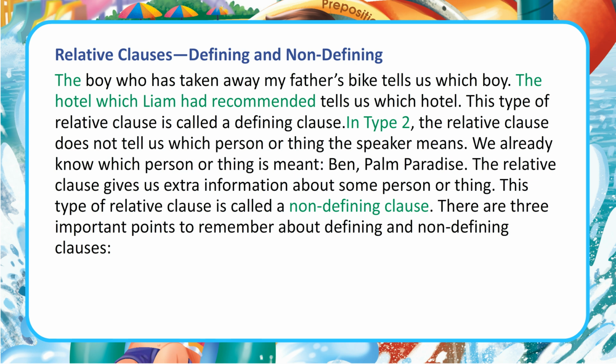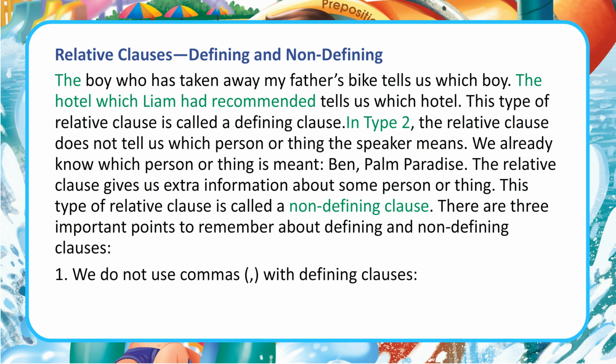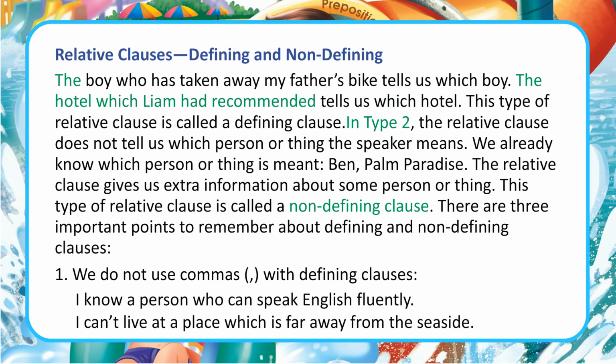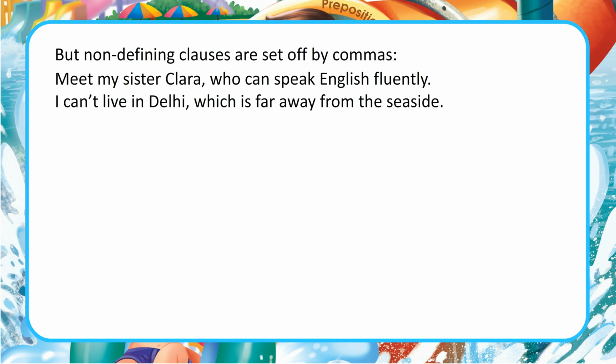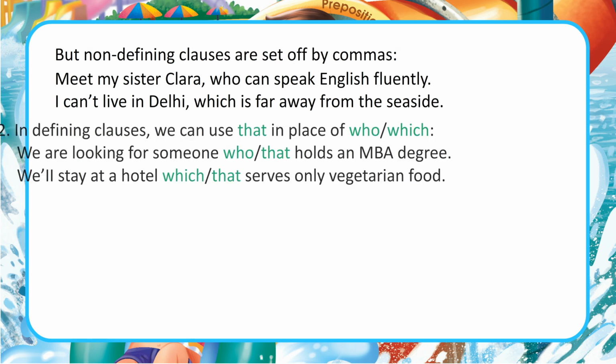There are 3 important points to remember about defining and non-defining clauses. 1. We do not use commas with defining clauses. I know a person who can speak English fluently. I can't live at a place which is far away from the seaside. But non-defining clauses are set off by commas. Meet my sister Clara, who can speak English fluently. I can't live in Delhi, which is far away from the seaside.